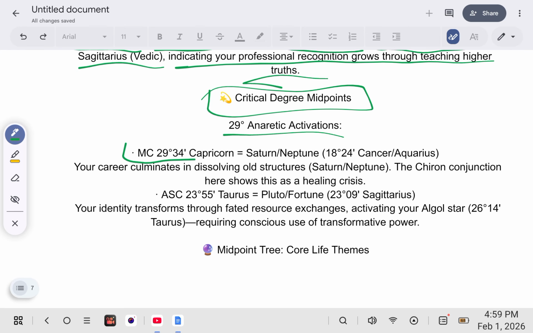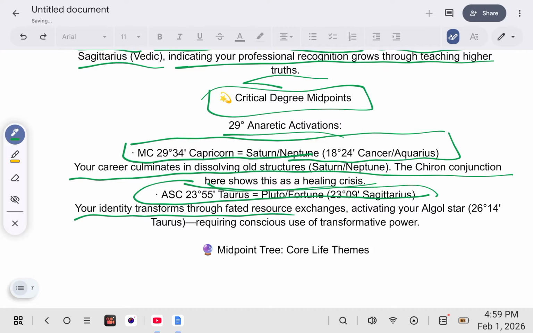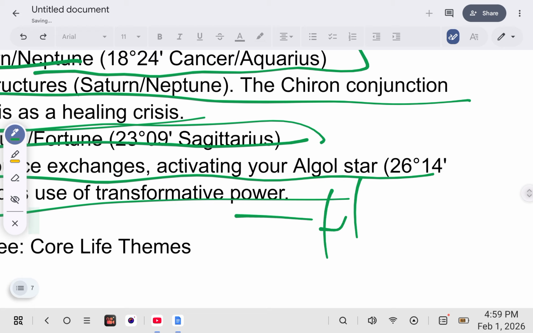So my midheaven is at 29°34' of Capricorn, and that equals Saturn-Neptune, which is 18°24' Cancer and Aquarius. And my career culminates in dissolving old structures. Saturn-Neptune, the Chiron conjunction here shows this as a healing crisis. Ascendant 23°55' Taurus. Pluto-Fortune 23°09' Sagittarius. My identity transforms through fated resource exchanges, activating my Algol star 26°14' Taurus, requiring conscious use of transformative power, i.e. hormone replacement.